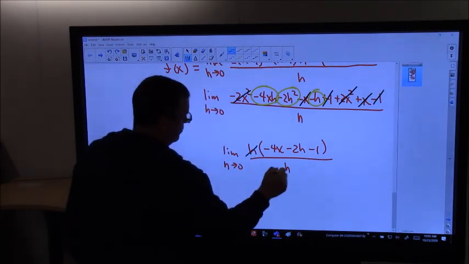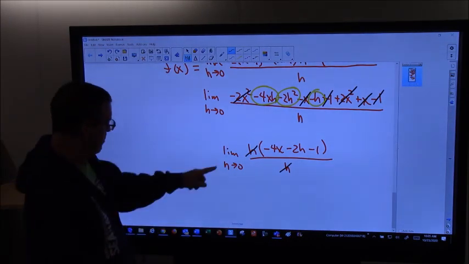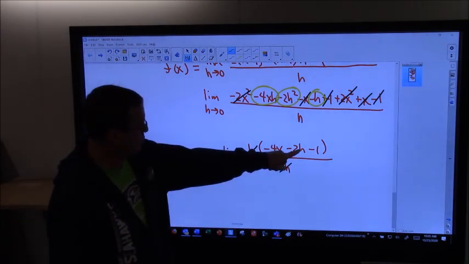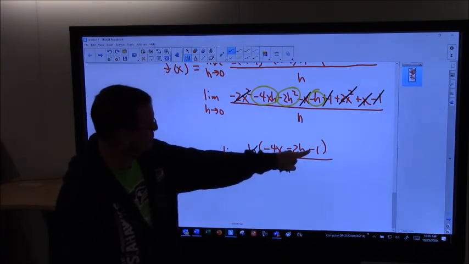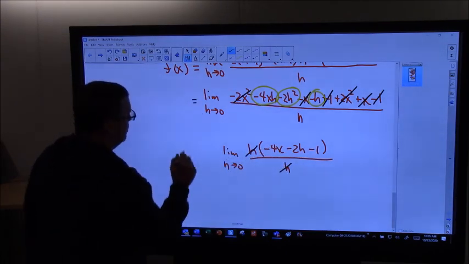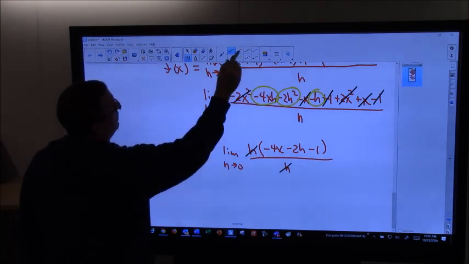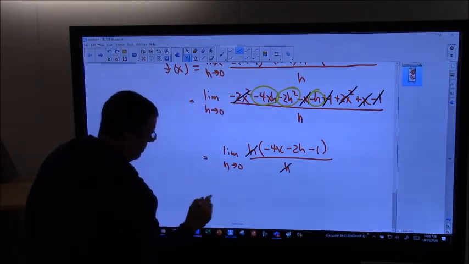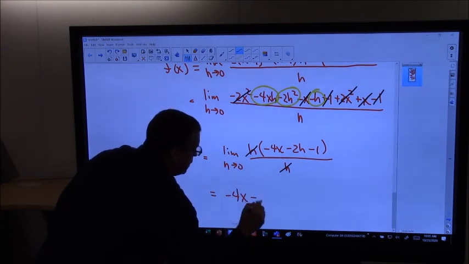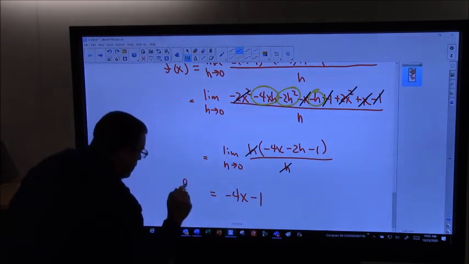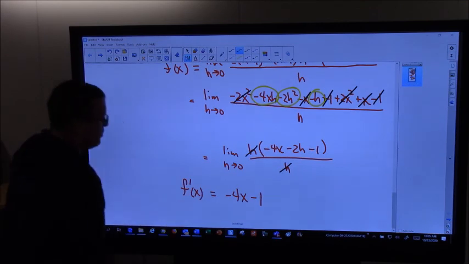So now that cancels with that. And if I plug a 0 in where I see h, that whole term becomes 0. So I just get a negative 4x minus 1. So negative 4x minus 1. F prime of x equals that.